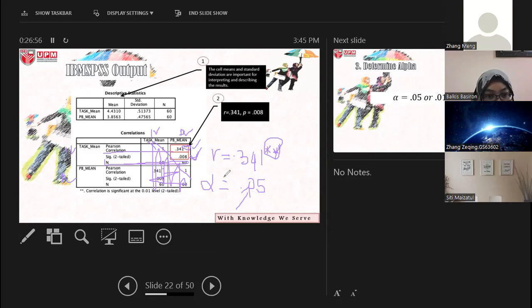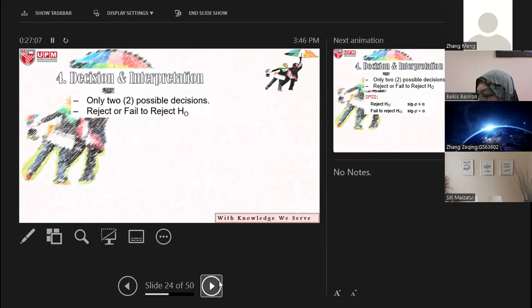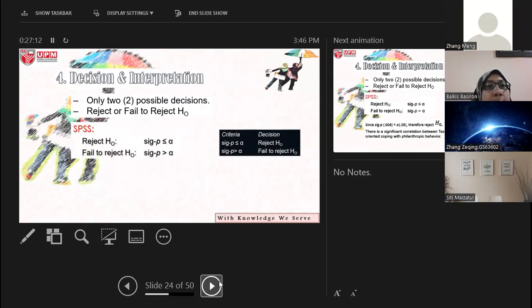Next, we determine our alpha, either 0.05 or 0.01. Then, to make a decision, there are only two options: either we fail to reject or we reject our null hypothesis. That's why I said it is important for us to indicate our null hypothesis in our dissertation, because later on the decision is based on rejecting or failing to reject our null hypothesis, not accepting our research hypothesis.